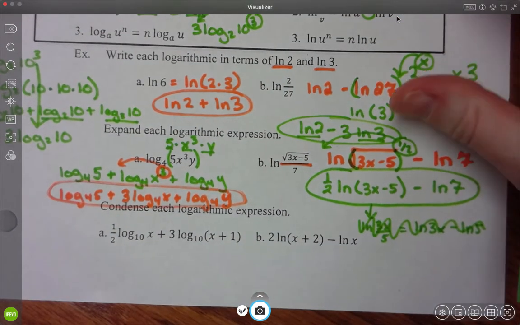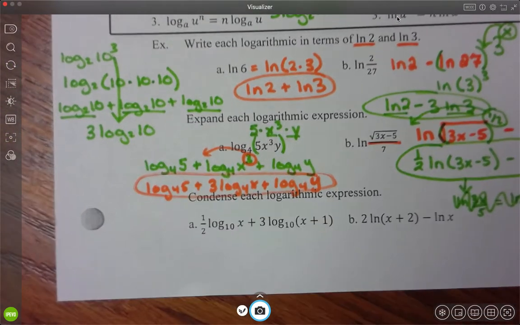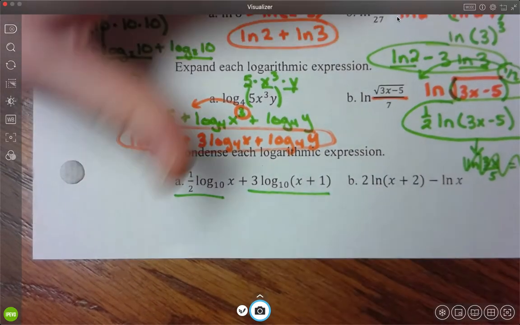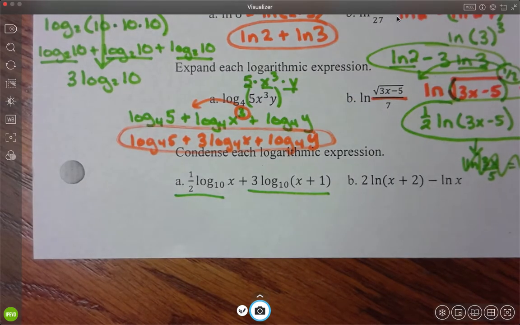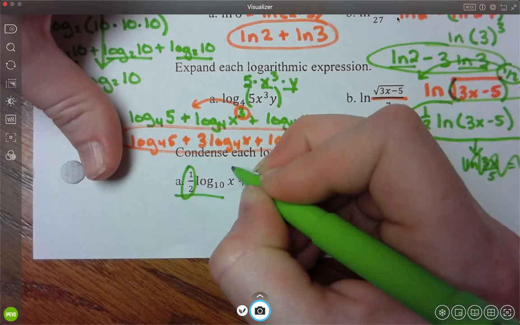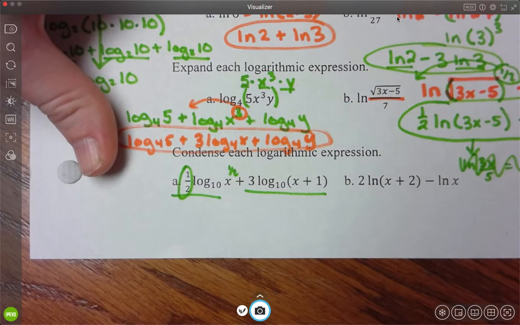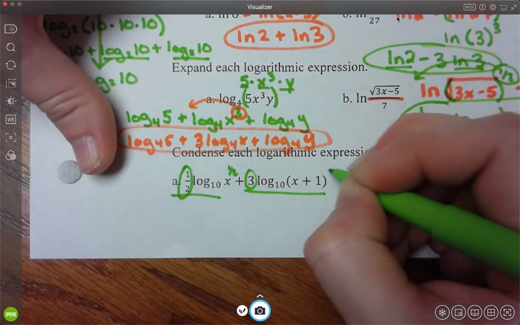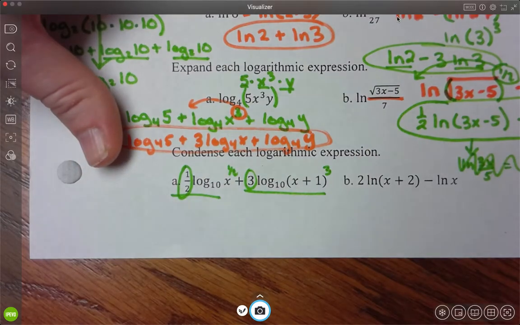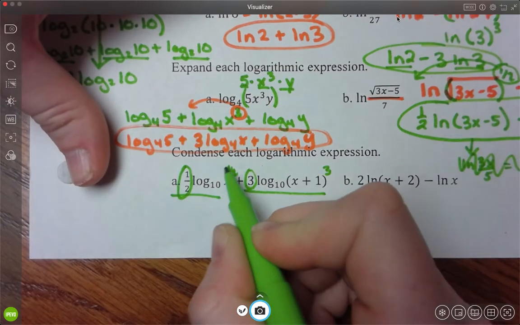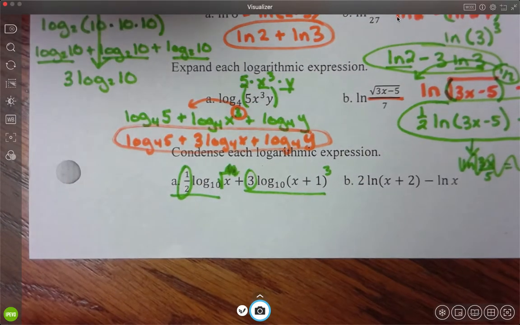So now we're condensing, last thing. Condensing, we have two pieces, this one and this one, and I want to condense them, but I want to get rid of the exponent or the number out in front first. So this 1/2, I can move to the back and make that x to the 1/2 power. So now he's gone. This 3 I can move to the back and make that x plus 1 to the 3rd power. Okay. Now before I put them together, x to the 1/2 power, I'm going to write that as the square root of x. Okay, x to the 1/2 is the square root of x.